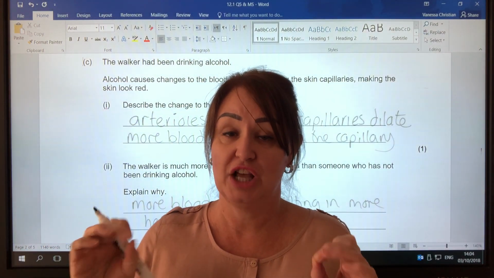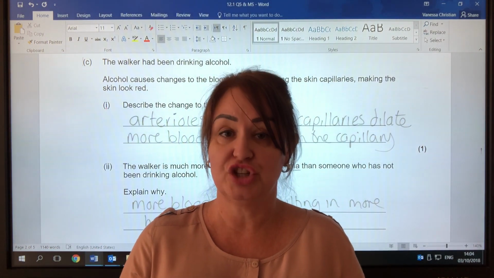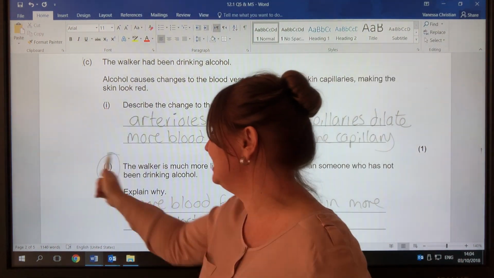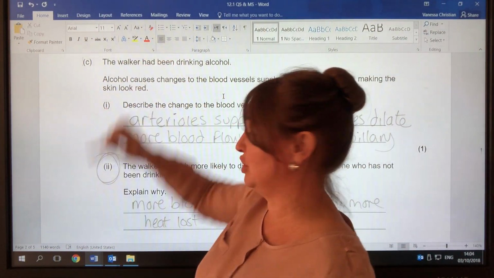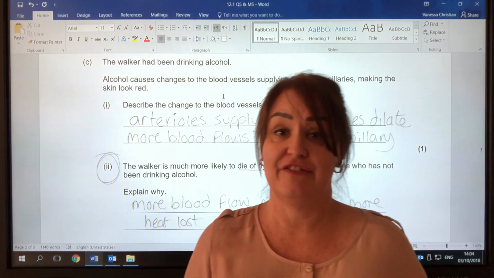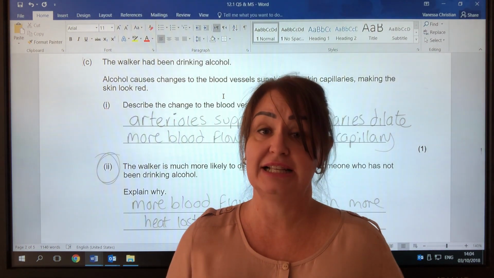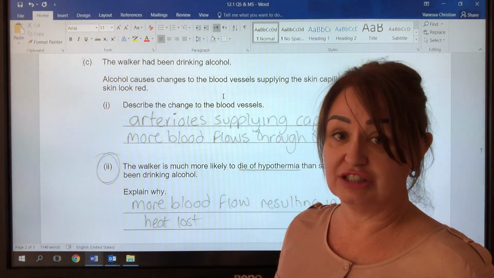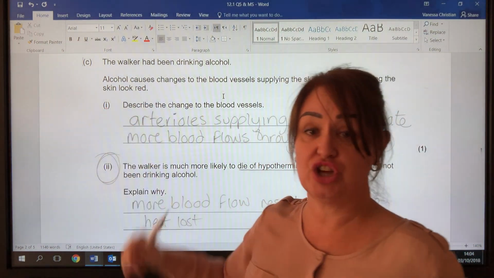What the examiner's report noted from the year when this appeared in the end of year exam was that students had taken this as a standalone question, not linking it to this answer or the stem of the question, and had simply written that if you've been drinking alcohol, you're more likely to die of hypothermia if you fall into a lake through thin ice because you're drunk and you can't climb out. Not correct. You should be clicking on to the structure of the question.